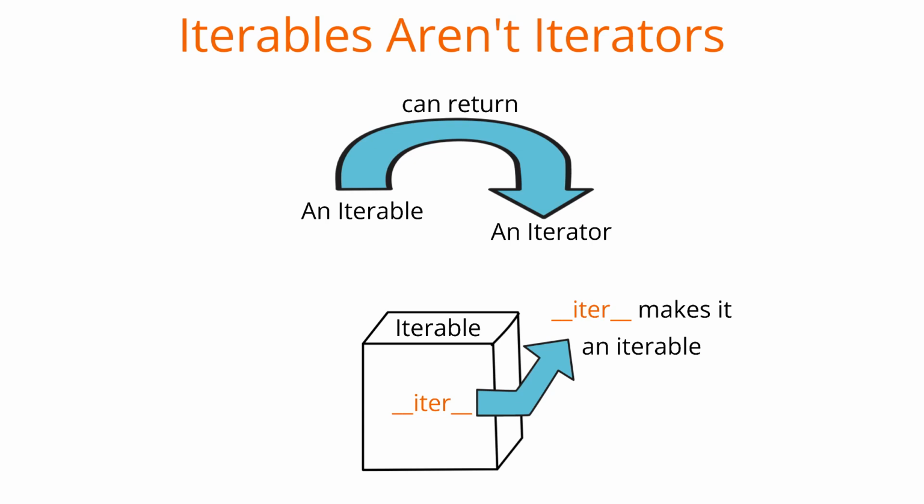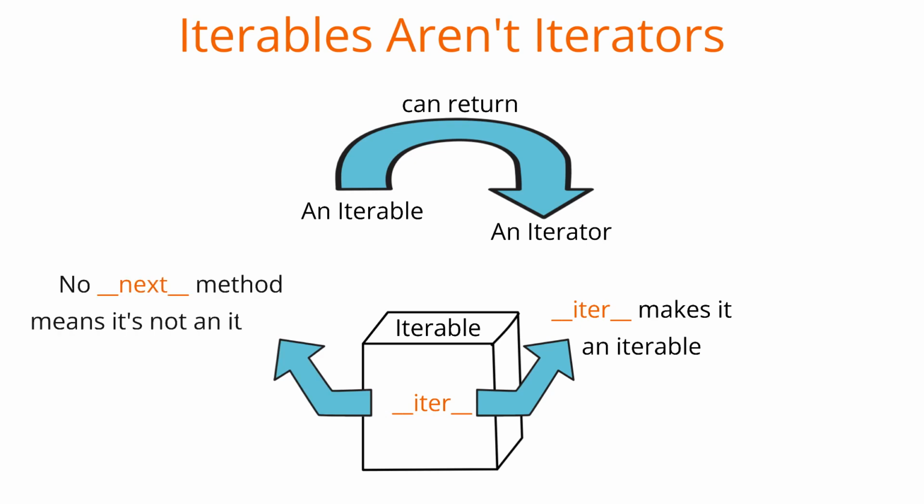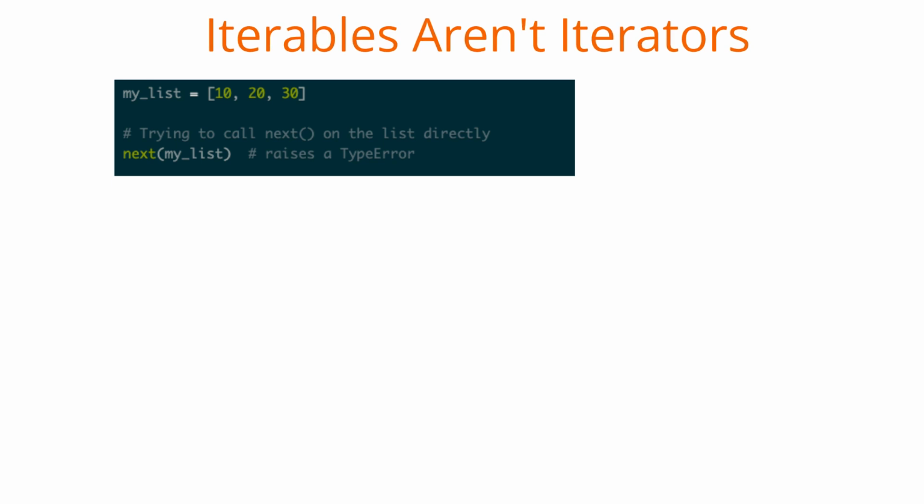You can use them in a for loop because they can hand over an iterator when needed. But they're not iterators themselves. Why? Because they don't have a next method. Let's see this in action. We'll take a list called myList and try to call next on it. That raises a type error. Python is trying to tell us, hey, this object doesn't know how to get the next item.